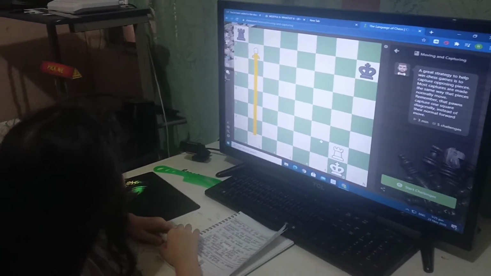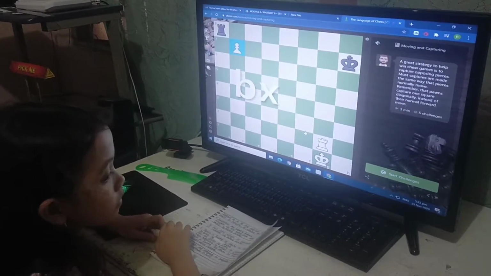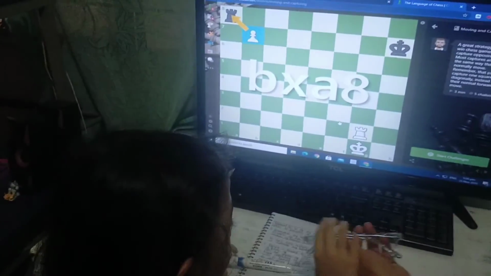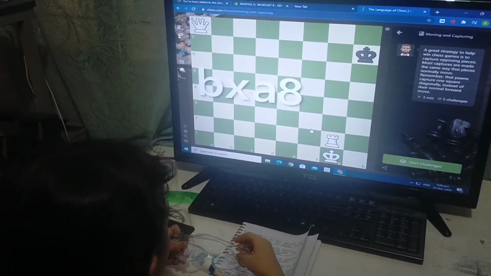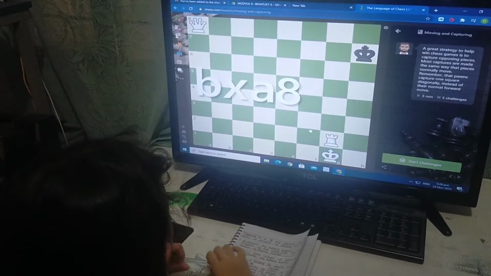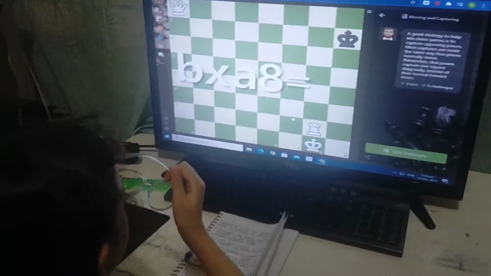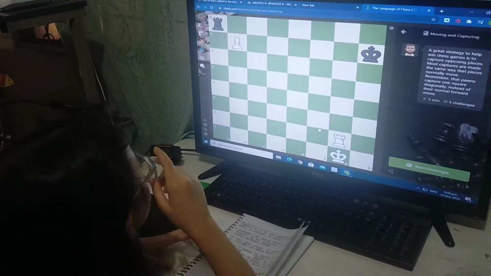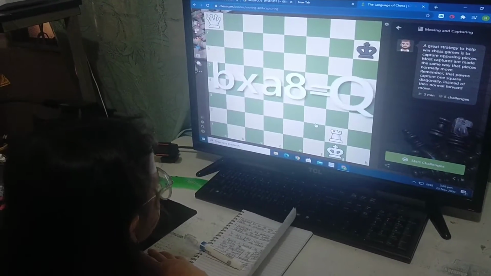So we would write a lowercase b, then we would write captures, which is an X, so lowercase b, X, and then the square that we captured, a8. So bxa8. So far, we have bxa8. Since we are promoting to a queen, you simply add to the end of your move an equal sign, and then write which piece you are promoting the pawn into, which is usually the queen. So putting it all together, we would write b takes a8 equals queen.